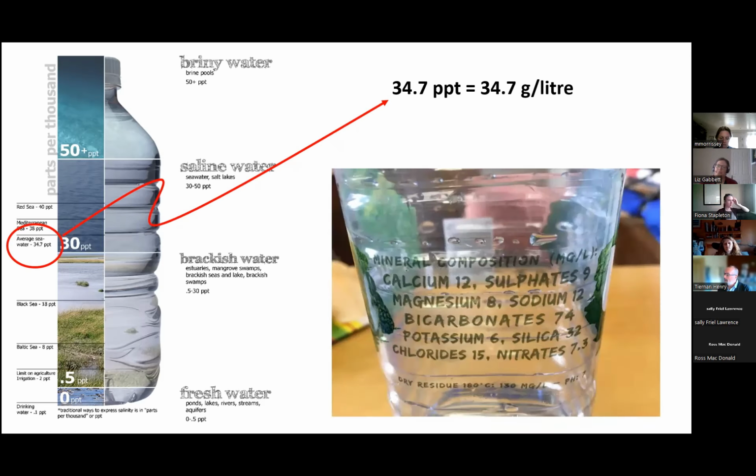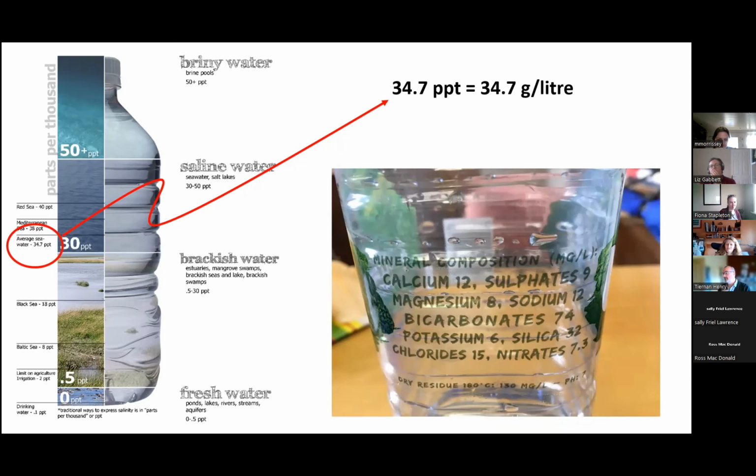If you look at a bottle of Volvic, this is a picture I took earlier today. Every bottle of water that you buy will have something like this on the side of it, because it's legally a requirement of every company that sells bottled water. You can see it says mineral composition in milligrams per liter. And this isn't the mineral composition of what's in that bottle. It's the mineral composition of what they put in their average bottles.